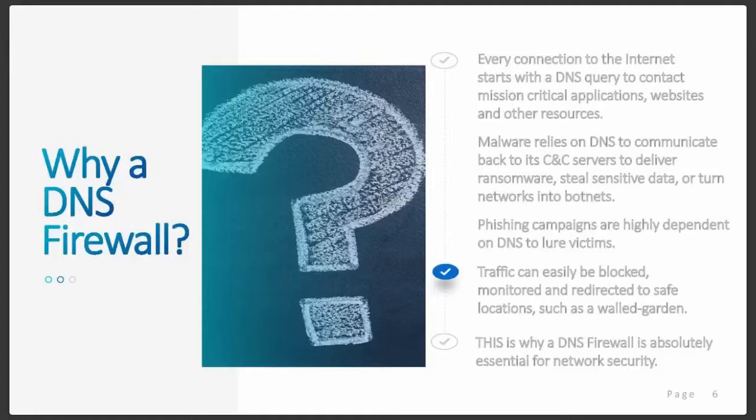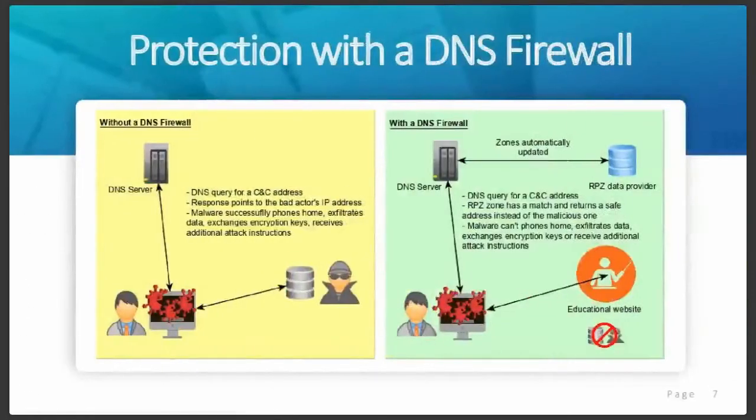So using a DNS firewall, preventing access to this malicious infrastructure, you can easily block the traffic. You can monitor the traffic and redirect it to a safe place. The safe places, we usually call them walled gardens, which is a web page or a website specifically designed to be educational and to show your customers or employees why the traffic was denied. So that's what makes a DNS firewall really an absolute essential tool for your network protection.